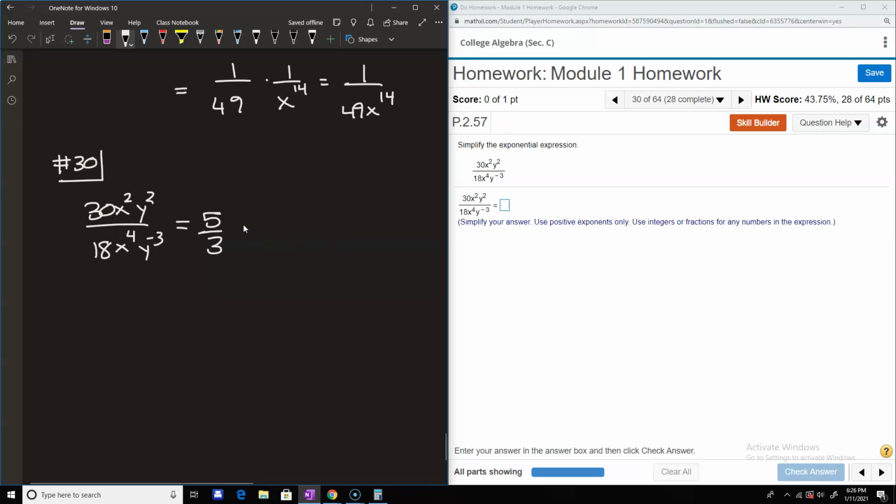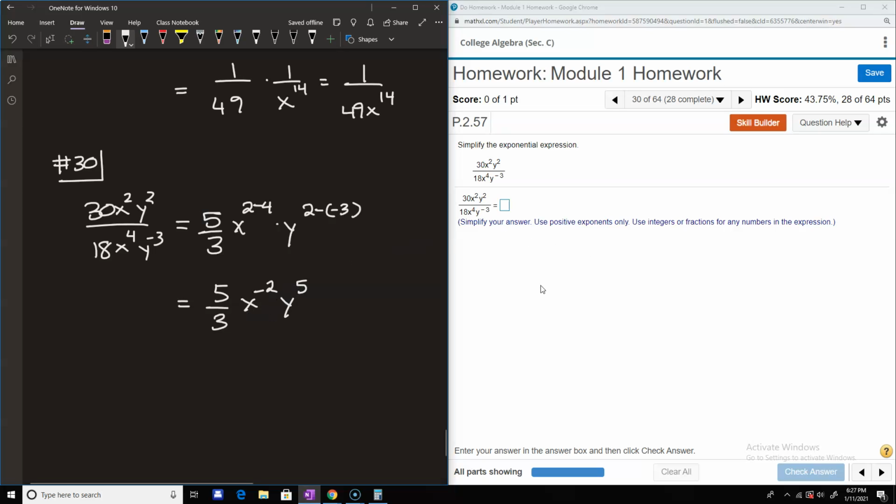Now let's deal with the other two variables. Again, we want to subtract the exponents, top from bottom. So we have x to the 2 minus 4, and then we have y to the 2 minus negative 3. If we simplify a bit, we have 5/3 x to the negative 2, y to the positive 5, right? Subtracting negative 3 is the same as adding 3. So 2 plus 3 gives us y to the 5th.